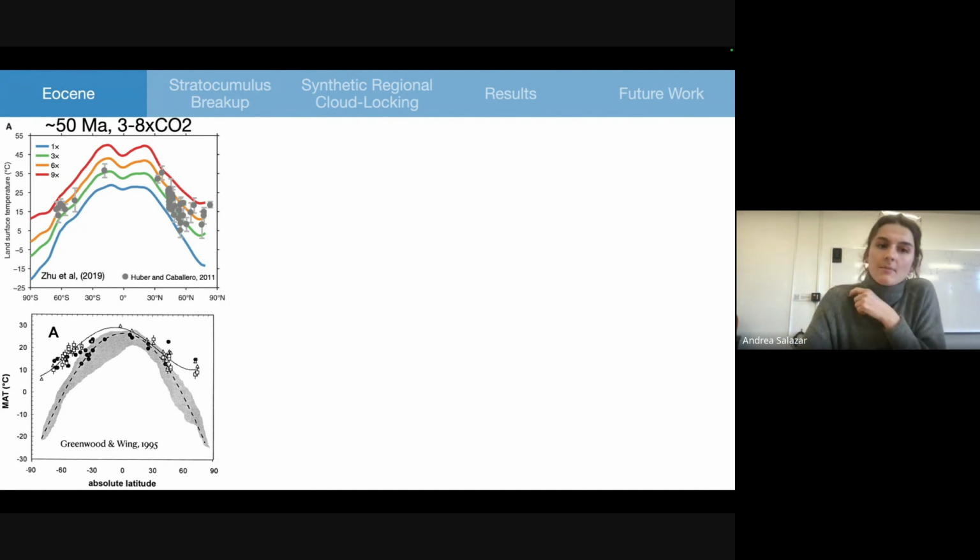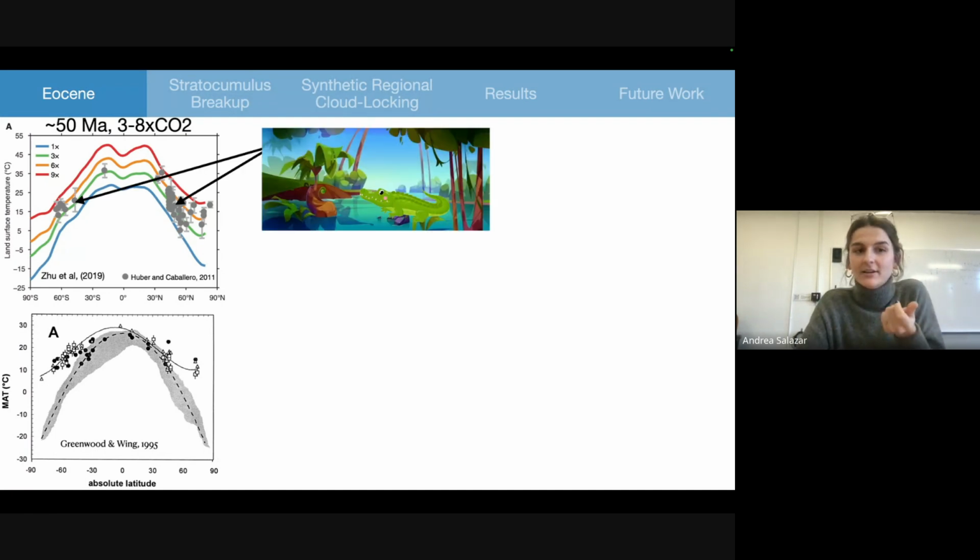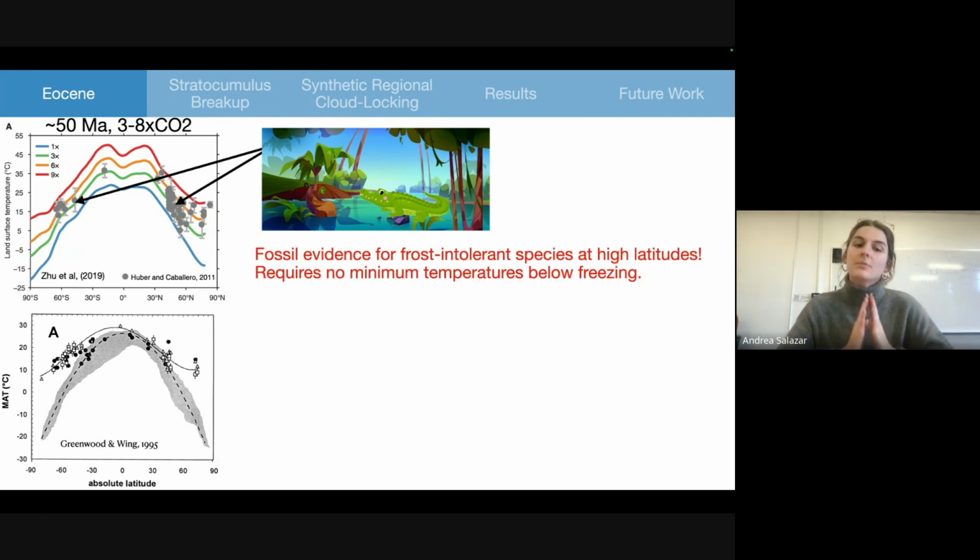But a big puzzle of this time is that we have fossil evidence of frost-intolerant species at really high latitudes, things like crocodiles and palm fronds, which we know could not survive even a day below freezing. Though modern GCMs have had some success in recreating the global features of this time period, it's been very difficult to explain how to have no minimum temperatures below freezing in the continental interiors.